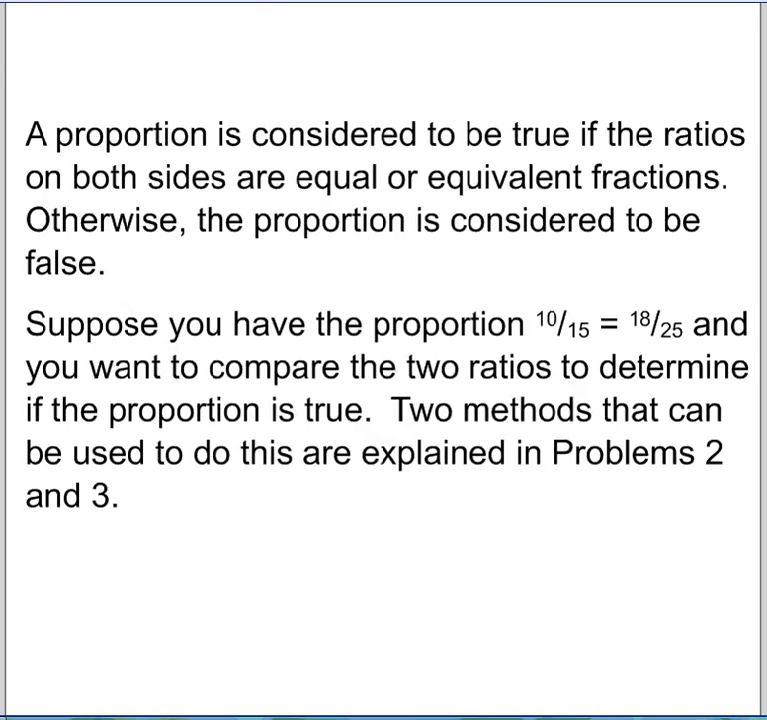A proportion is considered to be true if the ratios on both sides are equal or equivalent fractions. Otherwise, the proportion is considered to be false. Suppose you have the proportion 10/15 equals 18/25, and you want to compare the two ratios to determine if the proportion is true. Two methods can be used to do this, and they're explained in problems 2 and 3.